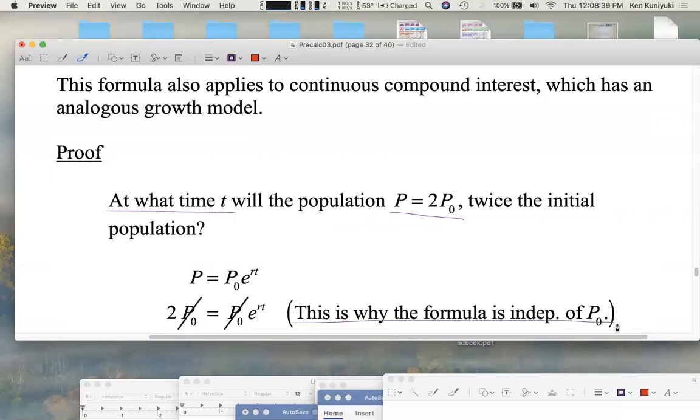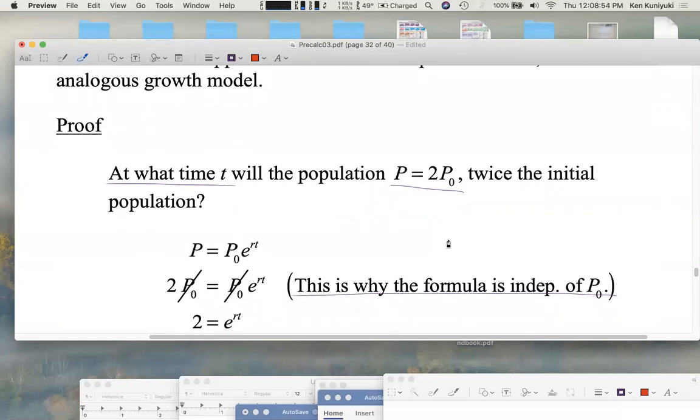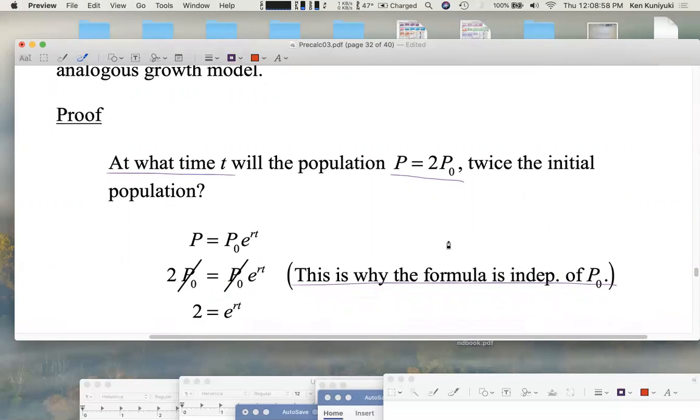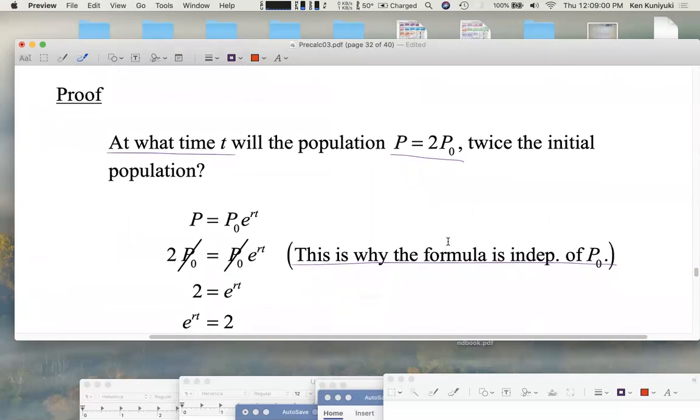This is why we have independence of the initial population. We can cancel the p naught on both sides. We can divide both sides by p naught. Of course, we're assuming that the initial population is not 0. Then there's no growth. All right, so we end up with 2 equals e to the rt. Much simpler. Let's switch sides. e to the rt equals 2.